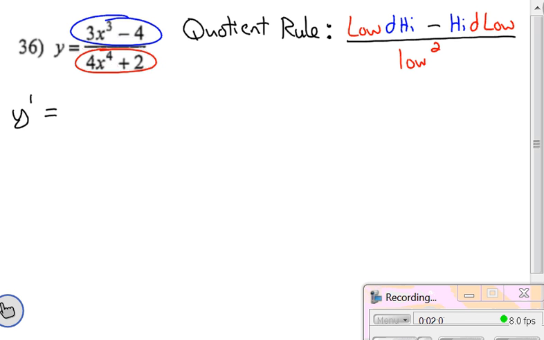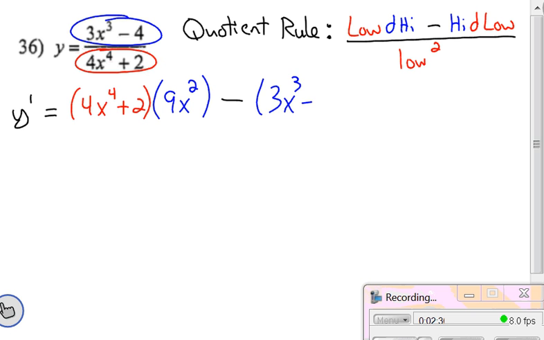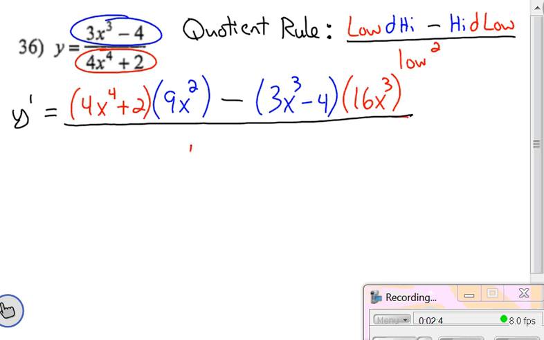So y prime, we're going to follow our rule, which is the low, so write it down. It's 4x to the fourth plus 2, the low, times the d of the high. The derivative of the high is 9x squared, minus the high function as was written, don't have to do anything to it, times the derivative of the low function, 16x cubed, okay, all over the low function squared. And that's it. That's the answer for that one.